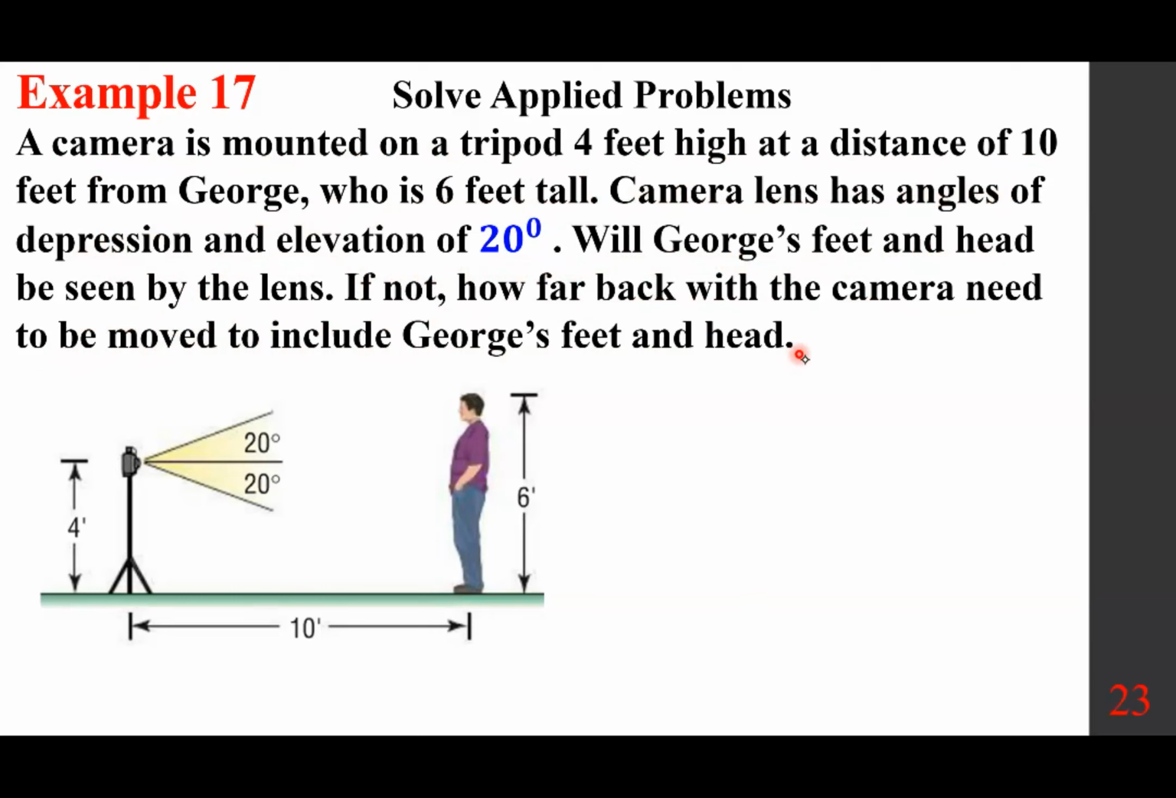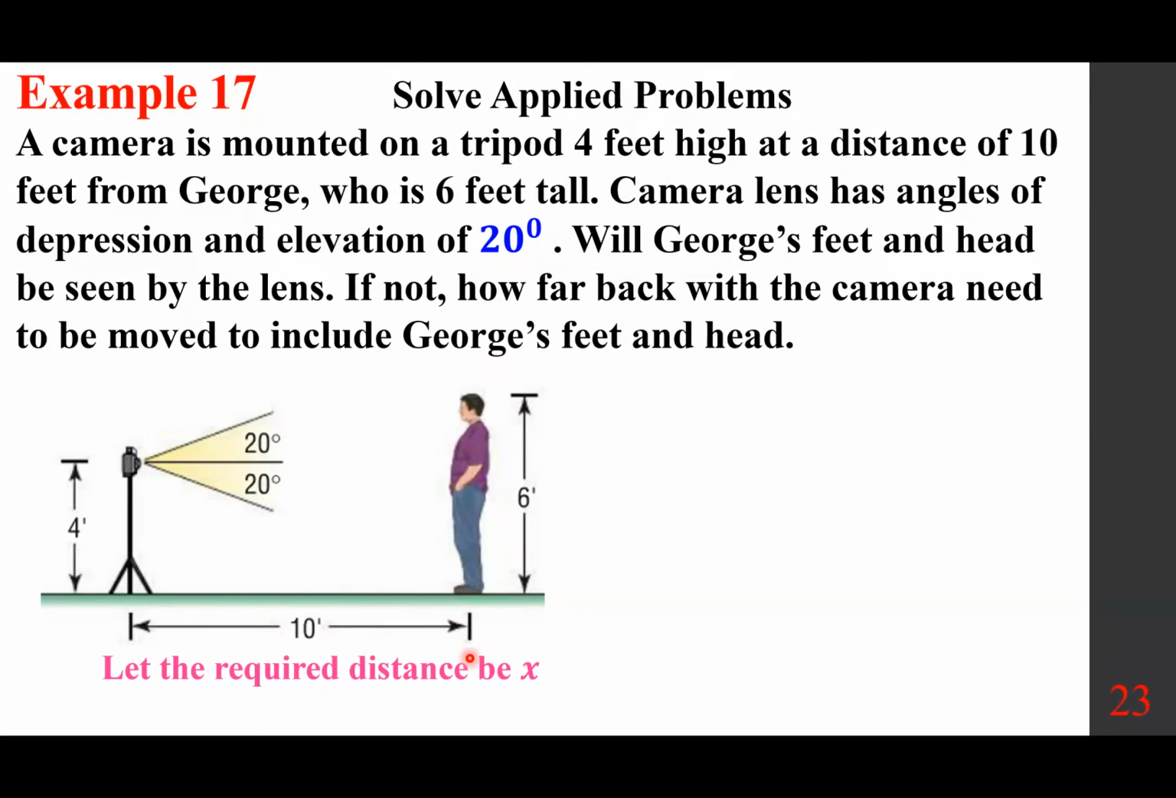Excellent. Thanks. So here's 4 feet. Here's the angle of elevation, 20 degrees, depression, 20 degrees. George is 6 feet tall. Okay. And this is 10 feet. So never mind 10 feet. Okay. What distance is required? So head to toe will be covered by the camera.